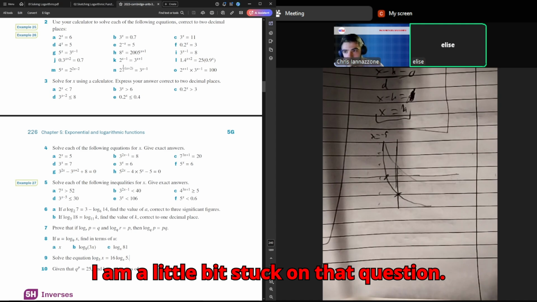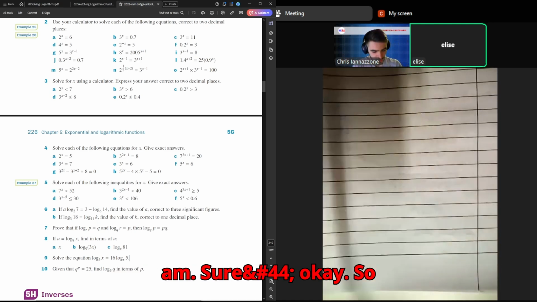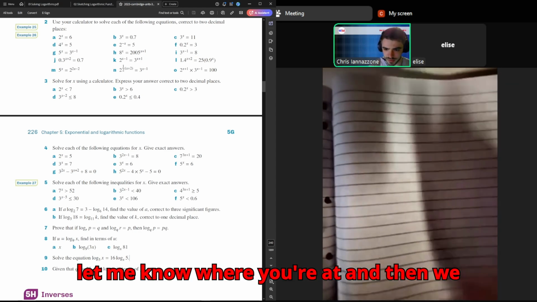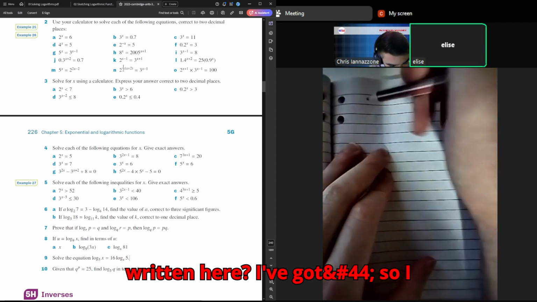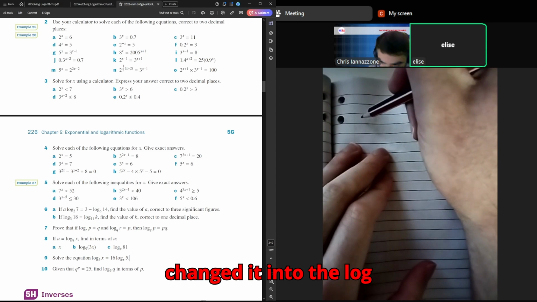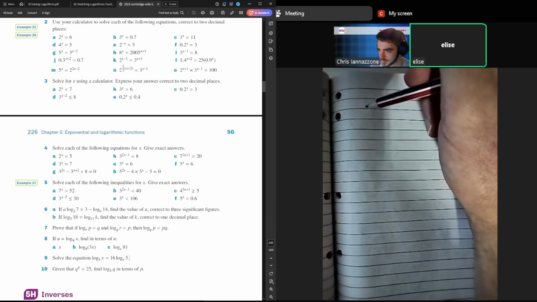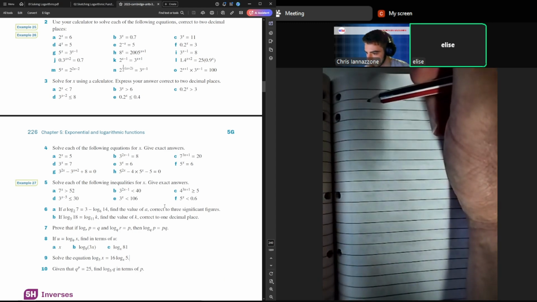I am a little bit stuck on that question. I have no clue where to go from where I am. Sure. Okay. So let me know where you're at, and then we can take it from there. What do you have written down? I changed it into the log being the power, and then I made that equal to y, but I don't know where to go from there to solve it.